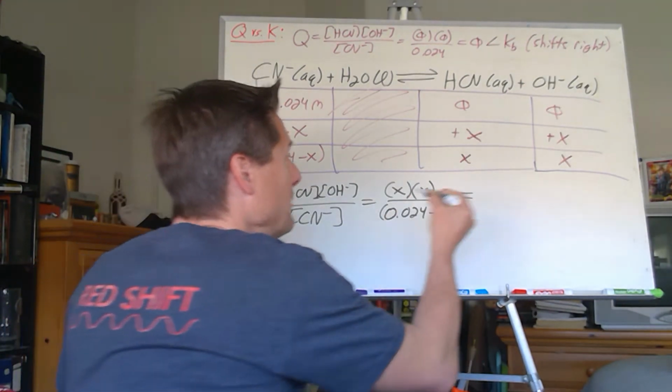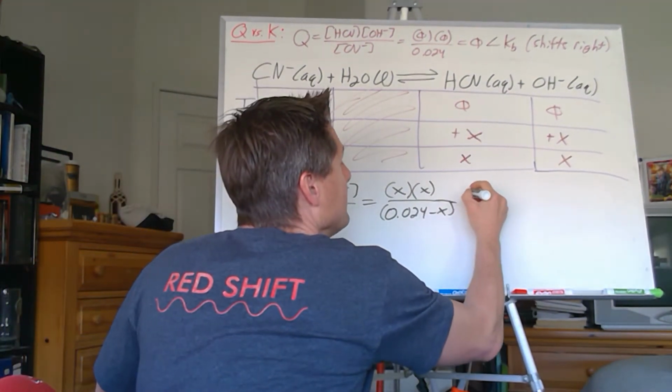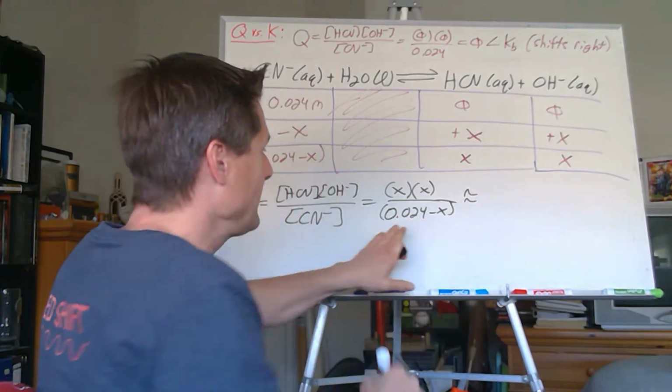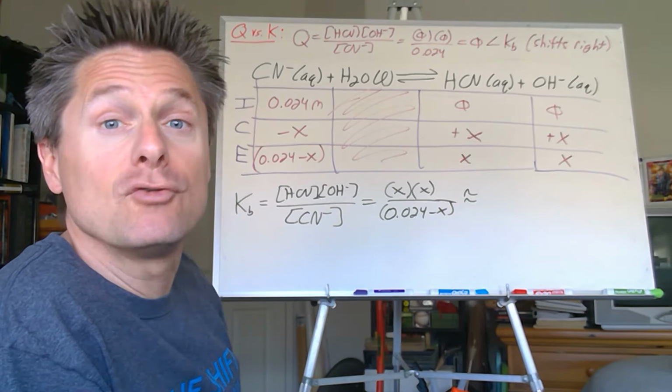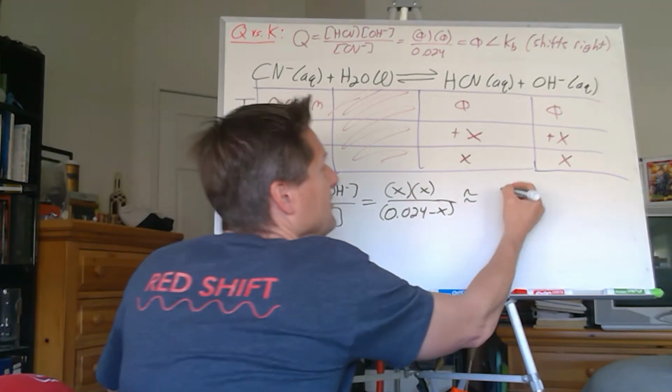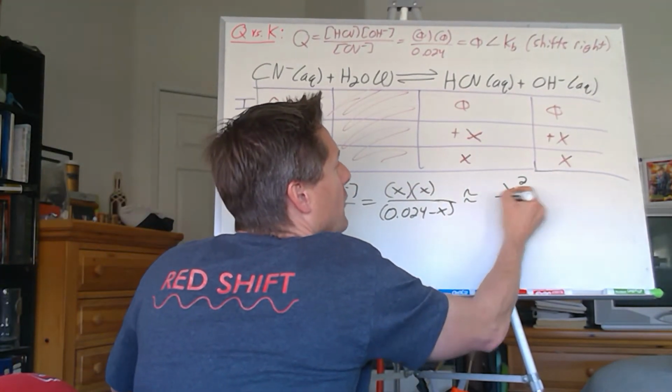All right, let's simplify this. I'm going to make the assumption that X is so small that 0.024 minus X is 0.024. So let's multiply these two X's together to get X squared in the numerator.